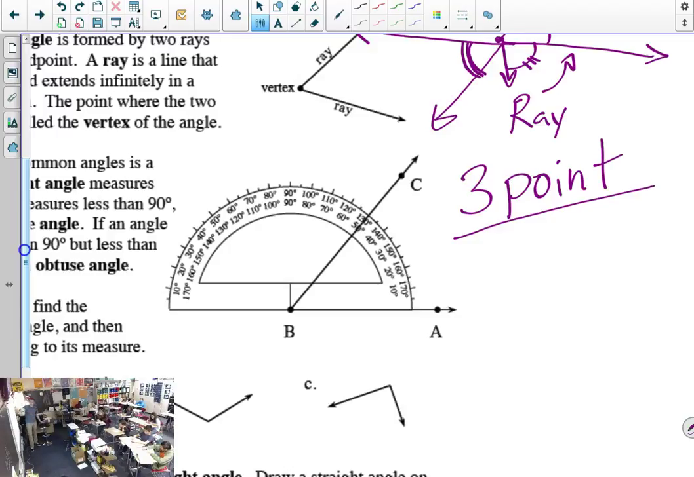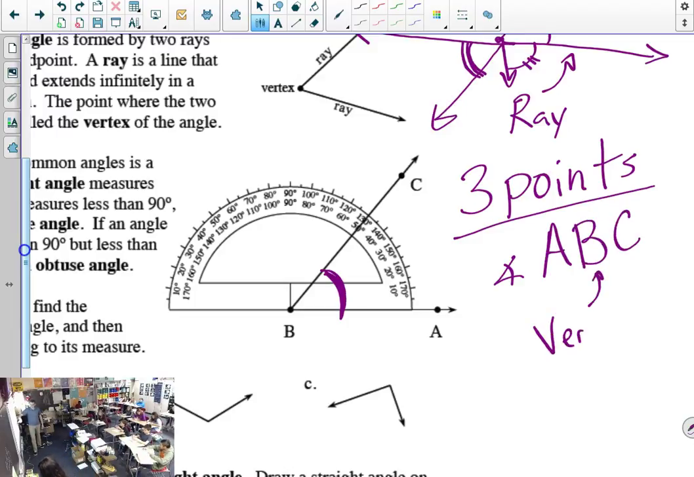Please write 3-point or 3 points. This angle right here is angle, and that's our angle symbol. Anybody know how to name it? There's 2 ways that we can name it here. One is using only 1 point, but it's not very accurate, and the other is our 3-point method. This is angle ABC because the vertex has to be in the middle. The vertex has to be in the middle.